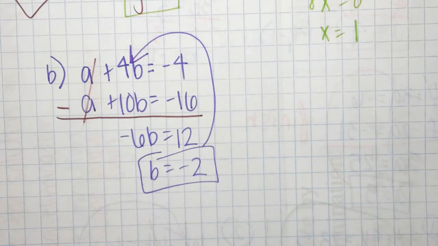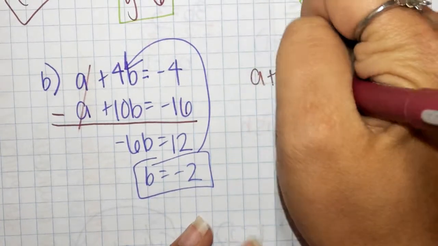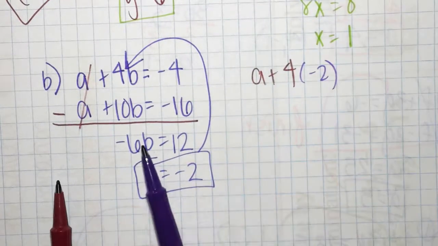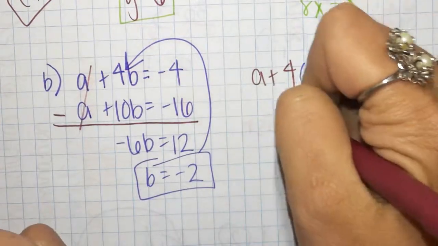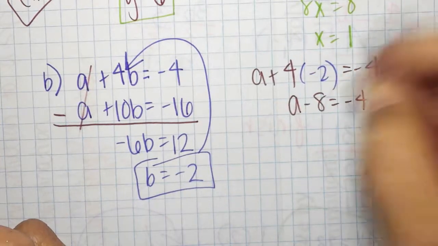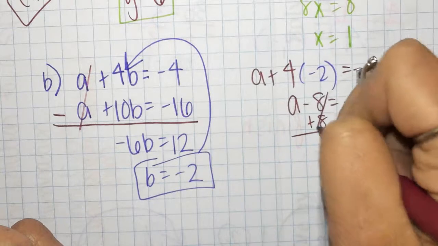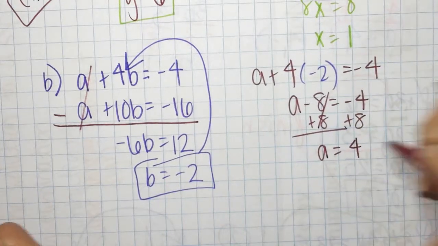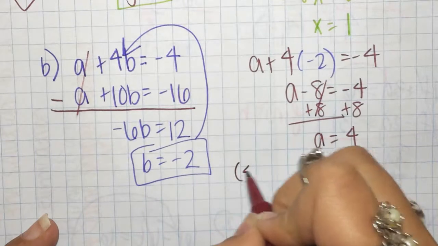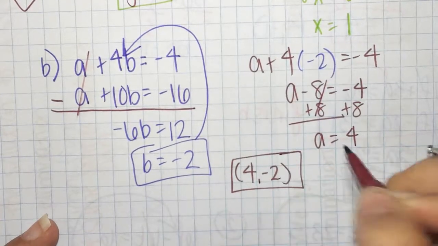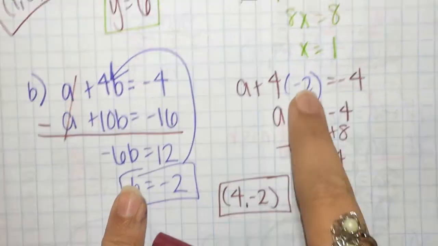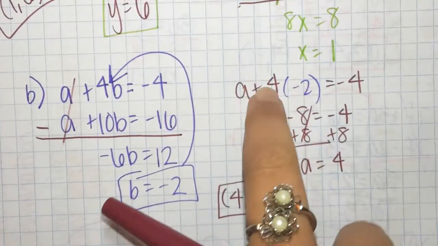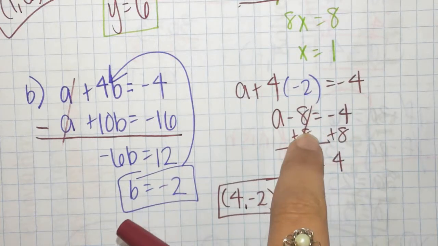Alright, so then we have A plus 4 times negative 2 equals negative 4. So then that's A minus 8 equals negative 4. We add 8 to both sides. And that gives us 4. Now, why do I write my answer as 4, negative 2? Because A comes before B. What happened here is we had 4 times positive 2 for some reason when we multiplied, and then you subtracted 8, you should have added.